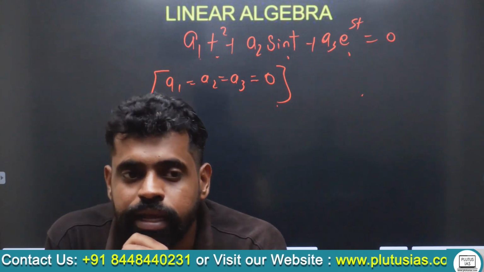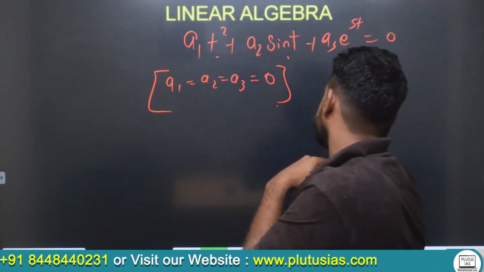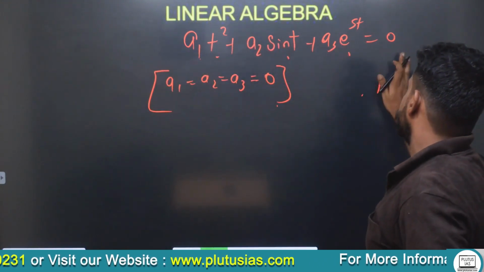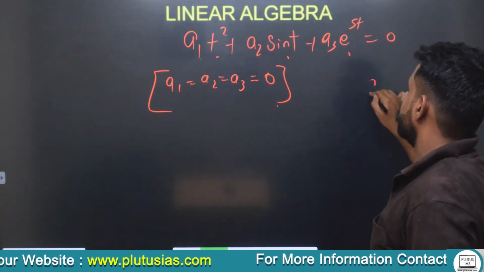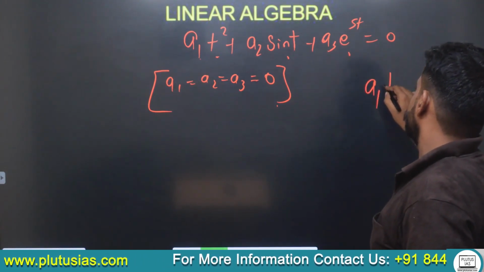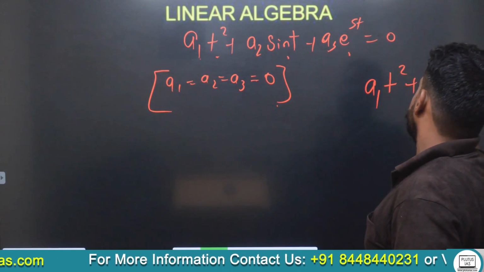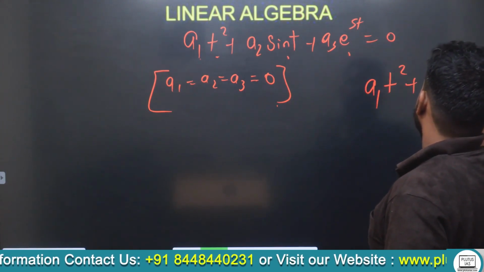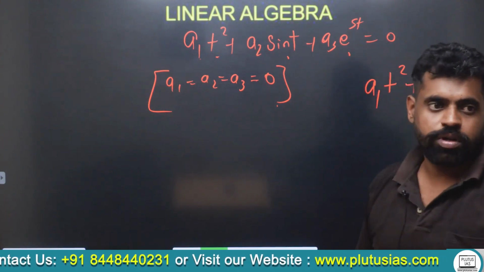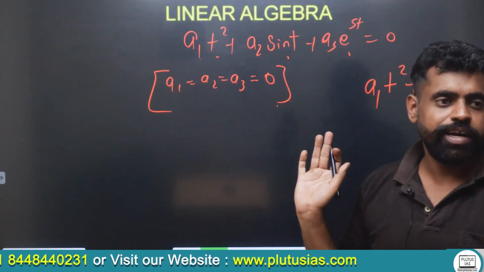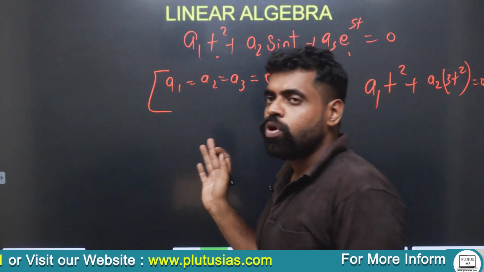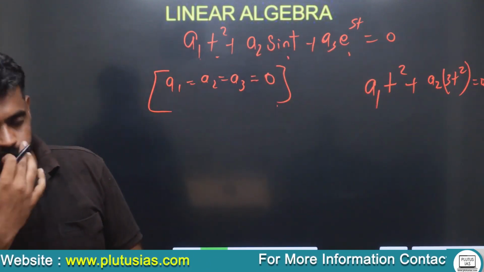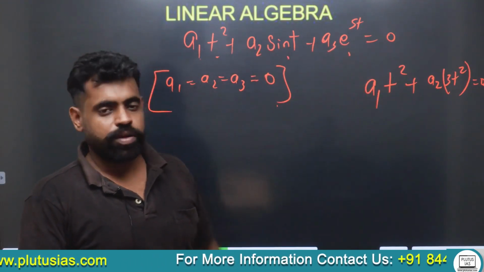Like you can say that if I write a1 t square plus a2 3t square equal to 0, these are linearly dependent. You can find a1 and a2, both not equal to 0, such that this is 0. Yeah, no?